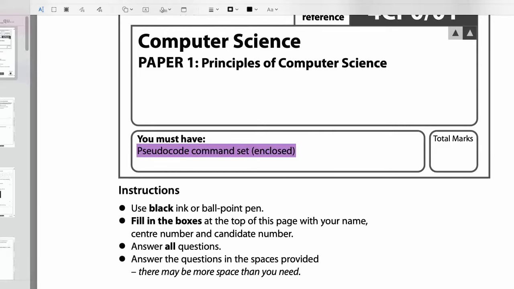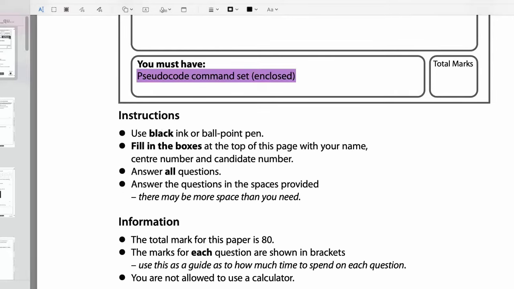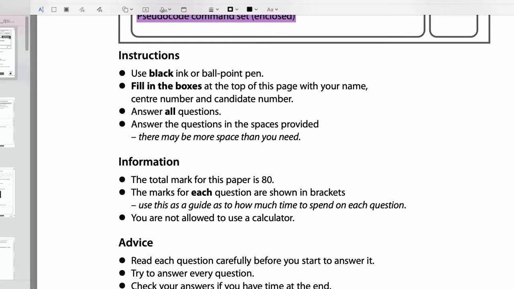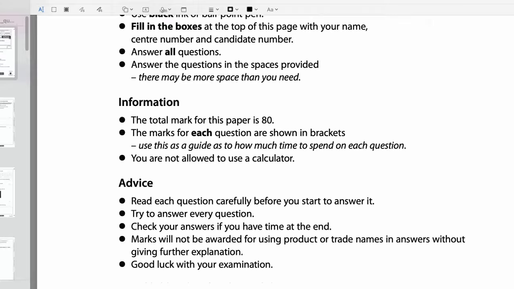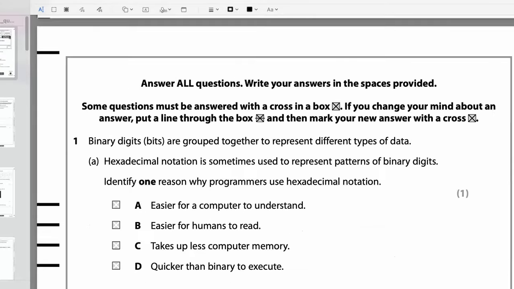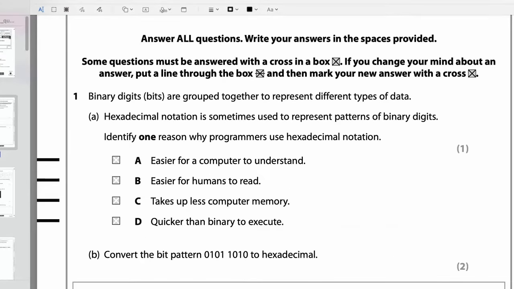The paper is 2 hours long and the total marks are out of 80. You must use a black pen to complete it and you must try and answer all questions. There is no calculator allowed. So let's jump in and have a look at question 1.